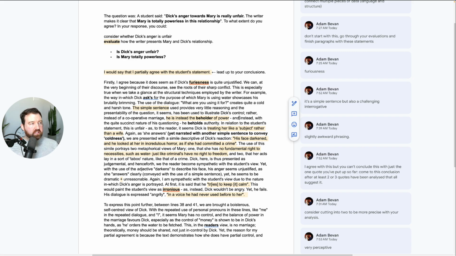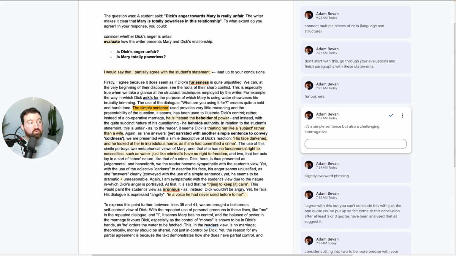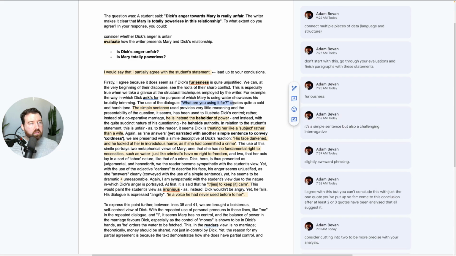"Instead, with the quite succinct nature of his questioning, he beholds authority." So again, a repetition of that word. I think that this is a little unnecessarily wordy. I think you could just say that the harshness of, it's actually an interrogative phrase as well, interrogative because it's kind of a demanding question, does ultimately show the harsh tone, as you say, and you could just keep it a bit more concise. Just say that this shows that Dick seems to be trying to keep control over Mary. And maybe that shows that his anger is unfair because it's about control rather than what she actually did.